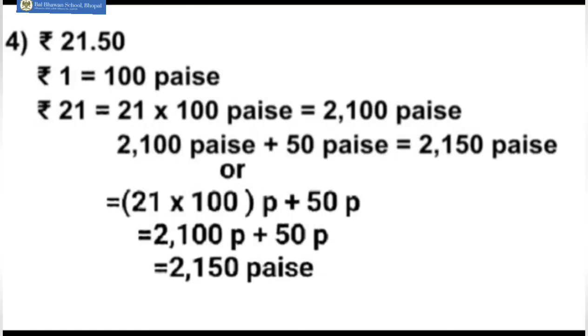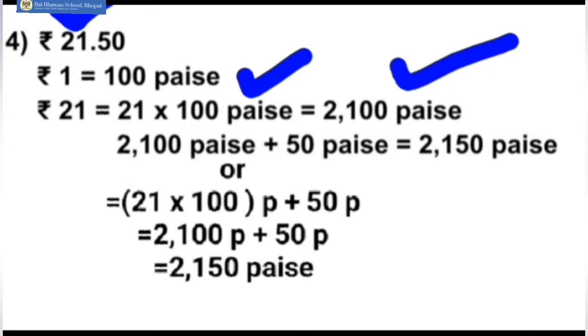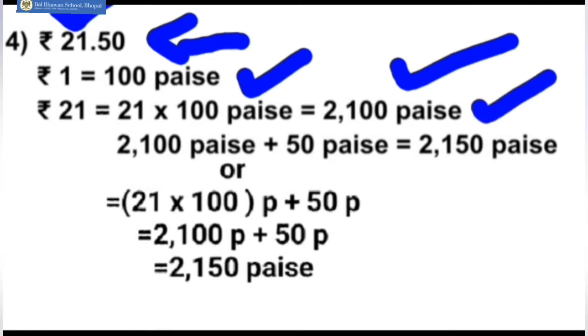Whenever we are solving some questions, we need to consider two ways. As you can see here, in this question, first we have multiplied 21 with 100 paise so that 21 rupees gets converted into 2100 paise. After that, whatever extra amount is mentioned as paise, for example here 0.50 is given, it is the paise amount, so we are going to add it with 2100 here.